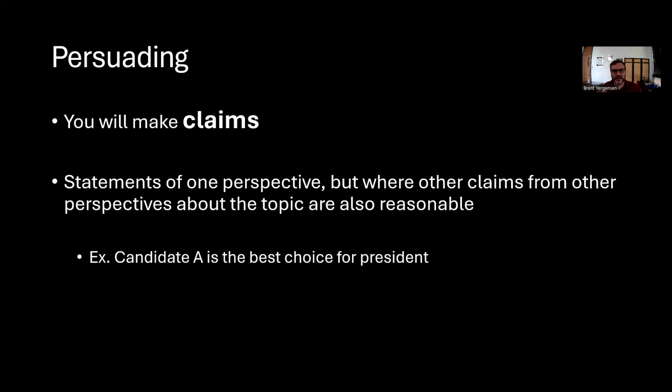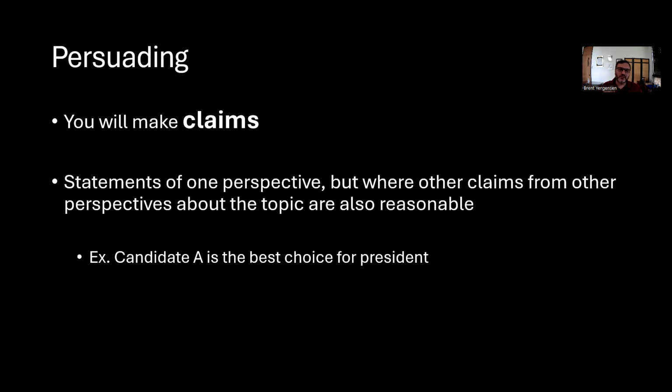For example, candidate A is the best choice for president. Most presidential elections in the United States, over the many, many decades, have been not 50-50, but some of them very close to 50-50. But either way, there's two sides of what it is. All right. Who is the best candidate? That's something that's never necessarily figured out.